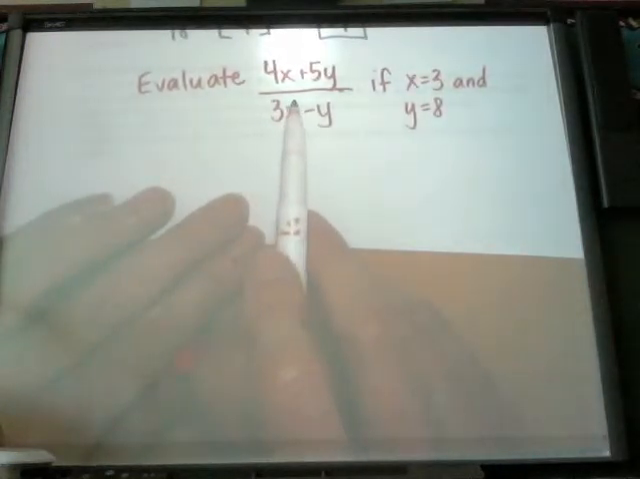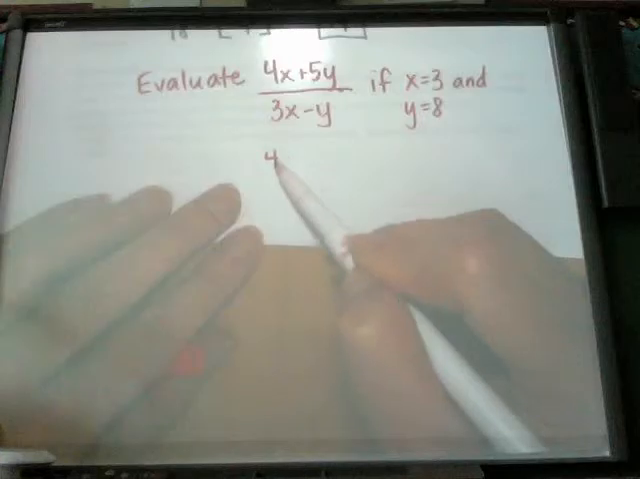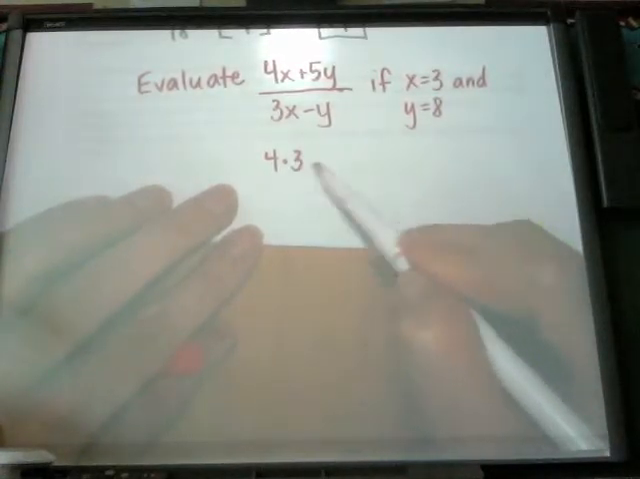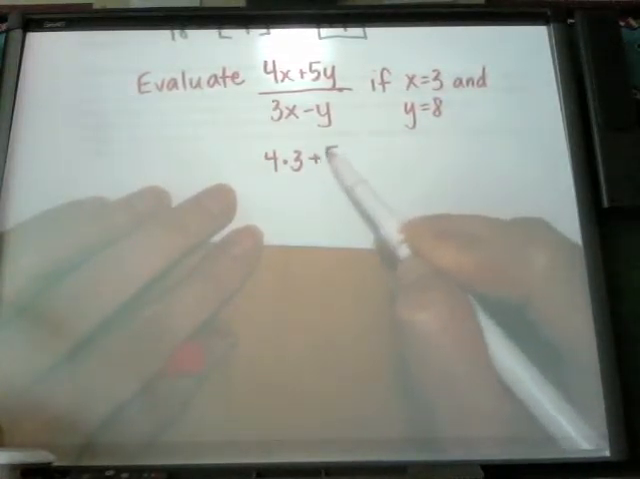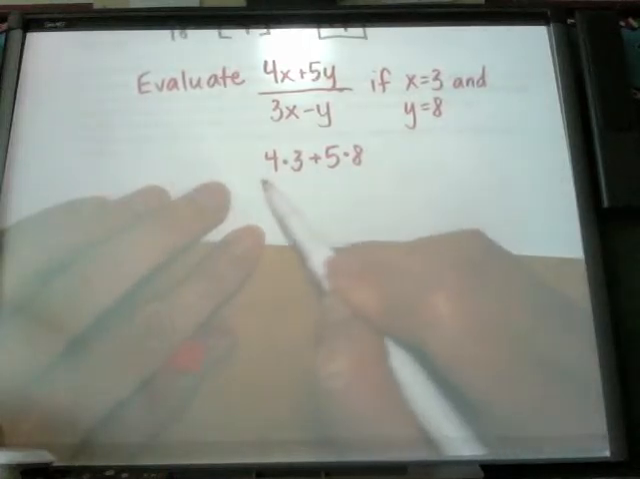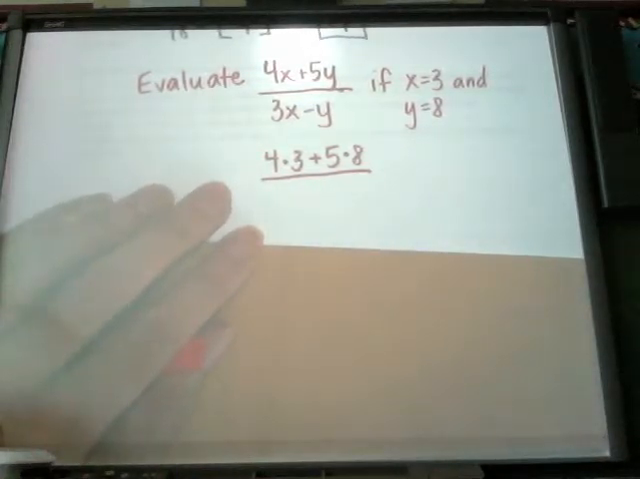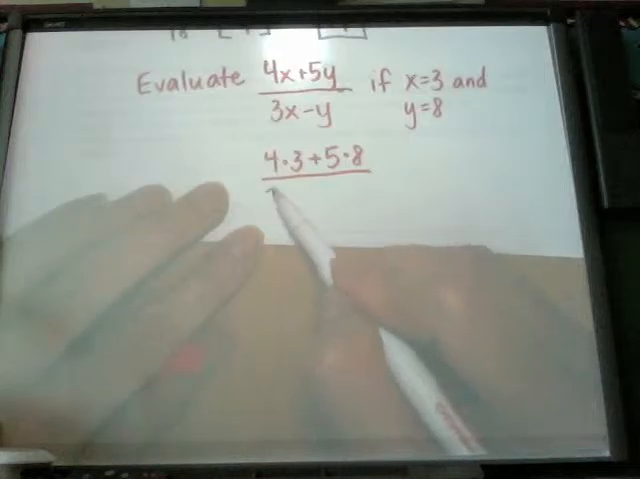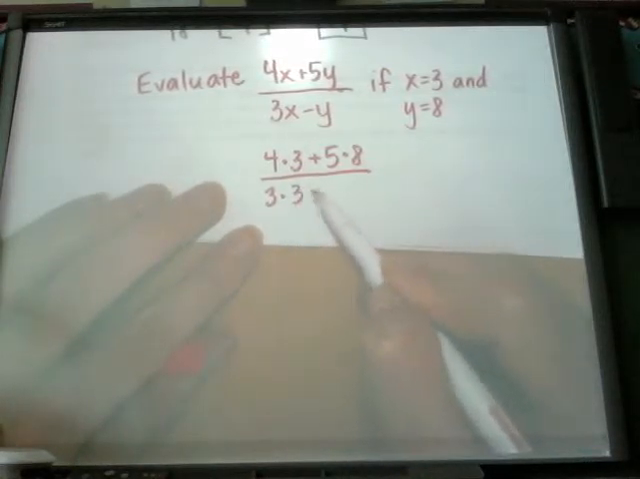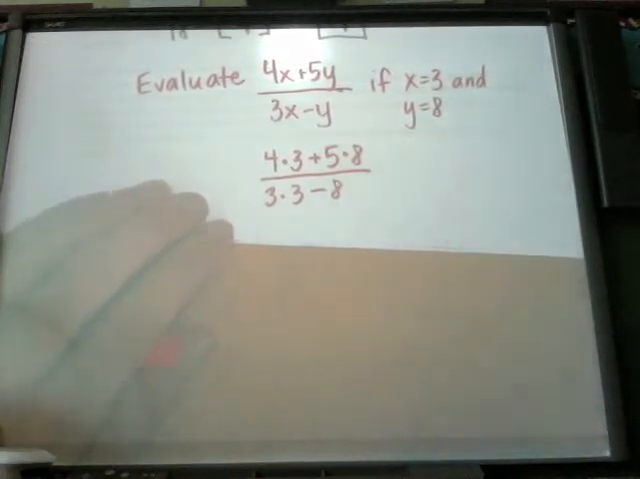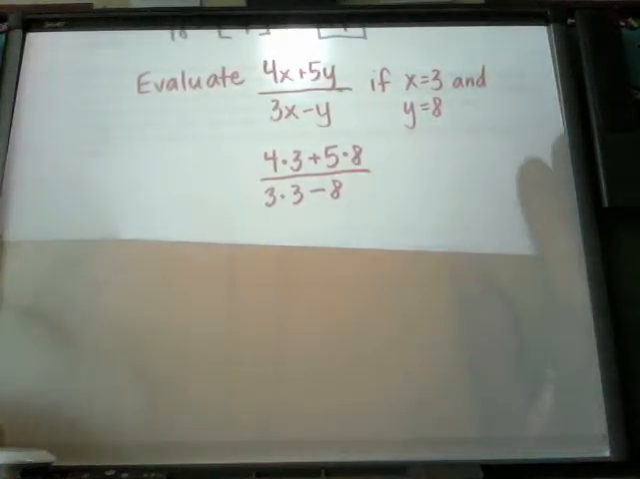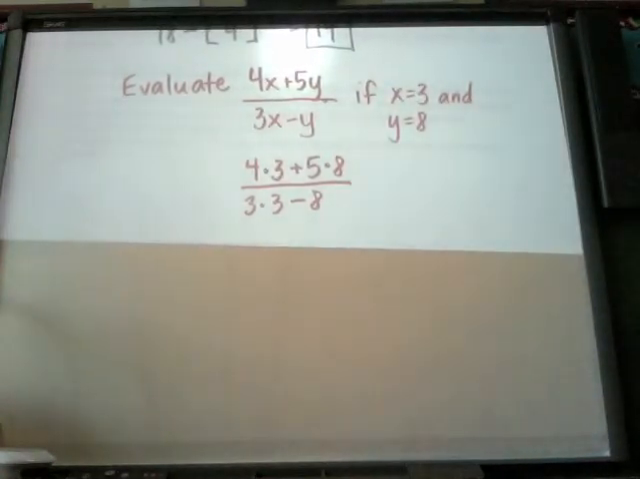Let's start by plugging in the values. 4 times x is 4 times 3, plus 5 times y, which is 5 times 8. On the bottom, 3 times x, so 3 times 3, minus y, so minus 8. So again, for showing work, I want to see this. Don't do it all in your head. Please show me. Because if you make a mistake, at least I can see that you started out the right way, and then I know you just made a mental math error.